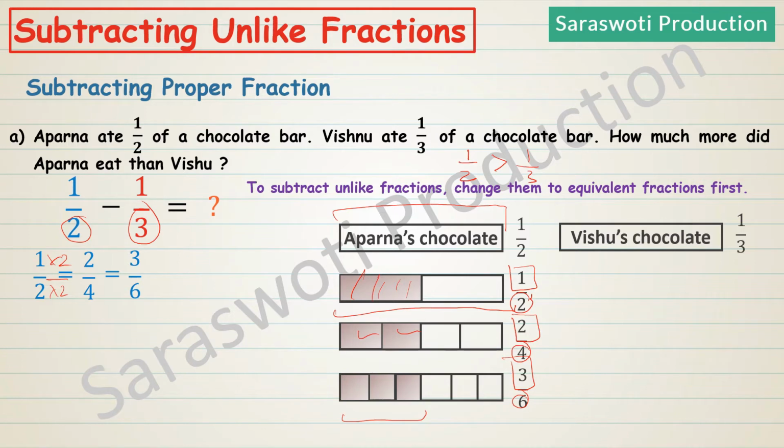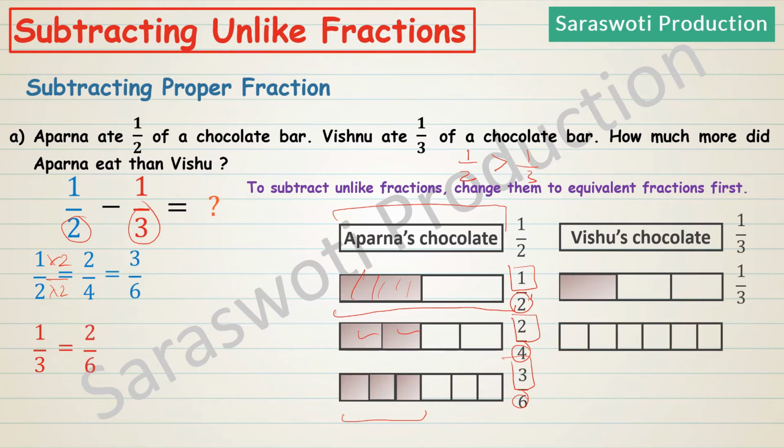Let's see Bishu's turn. Bishu ate 1 by 3 of a chocolate bar, which means he is eating about 1 by 3 of it. He can further eat about 2 by 6. What does this mean? It simply means that if you divide the same chocolate bar into 6 equal parts as shown here, he is eating 2 parts of it, giving me 2 by 6. How did I get this? I got this by finding the equivalent fraction of 1 by 3, that is, writing 1 into 2 divided by 3 into 2 is equal to 2 by 6. Clear to you?